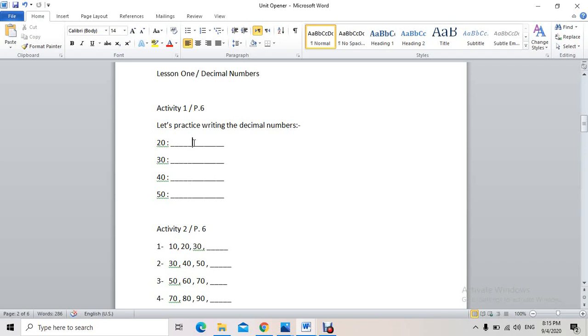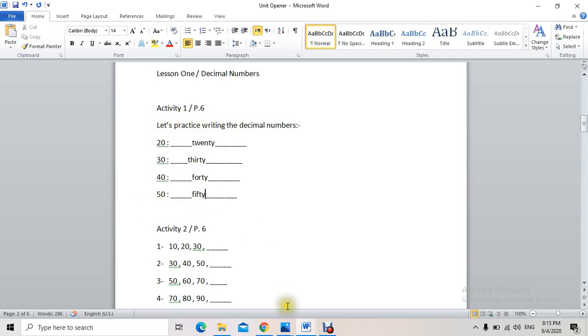Here we have which number? This one is 20. This is a 20. This number is 30. Let's practice. This one is 40. This one is 50. This is a practice writing the decimal numbers. I hope that you finish up to 60, 70, 80, up to 100.